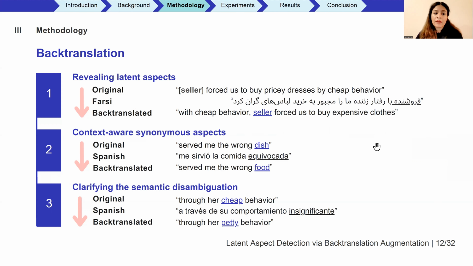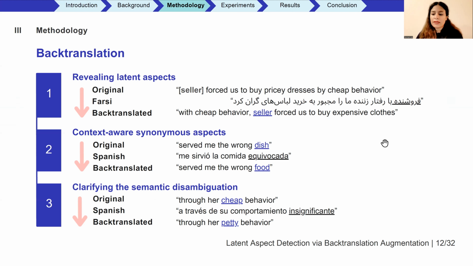First of all, we believe that it can reveal latent aspects, as they may not be commonly known in the target language. For example, if we have the review "forced us to buy pricey dresses by cheap behavior" in English, and we use Farsi as the target language for the back translation, the word "seller" shows up, and we will use it as a latent aspect.